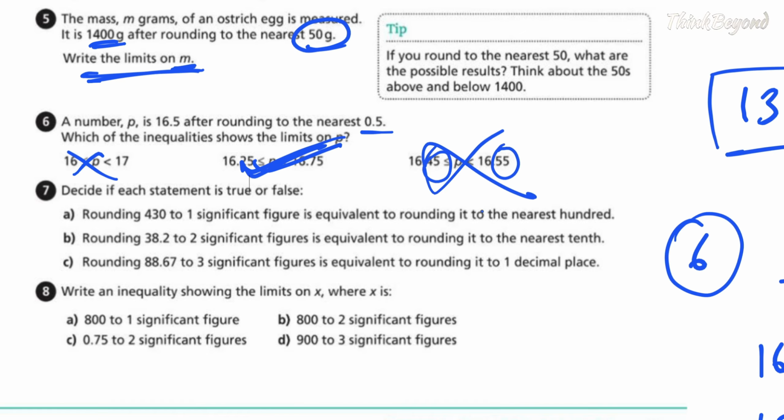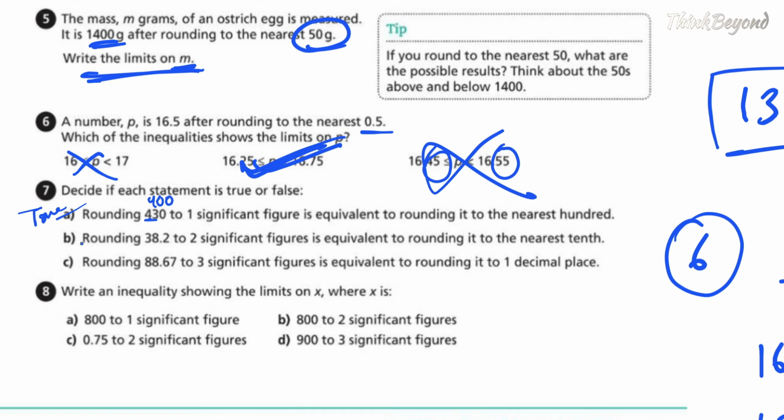So rounding 430 to 1 significant figure. The first significant figure is 4. The next digit is 3, which is less than 5. So we round down, the result is 400. Let me write it. It's 400, right? This is the same as rounding to the nearest 100. So yes, this one is true. I'm writing T for true.